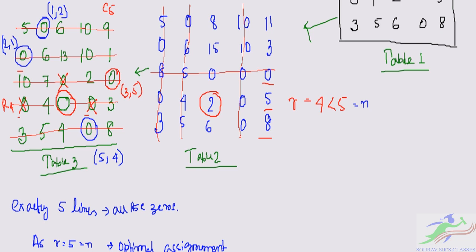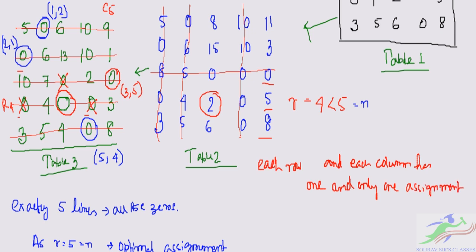So now these are 5 zeros we have. Since each row and each column has a single encircled zero, each row and each column has one and only one assignment, right? So an optimal assignment is reached.